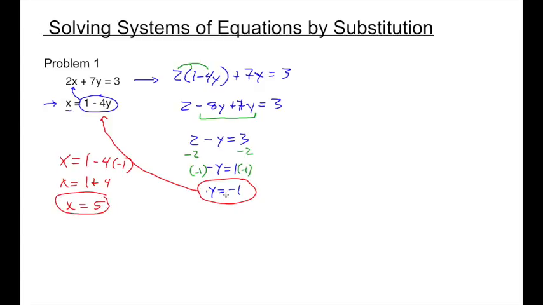And together, this makes our ordered pair for our solution. So our solution to this system of equations is the ordered pair 5, negative 1.